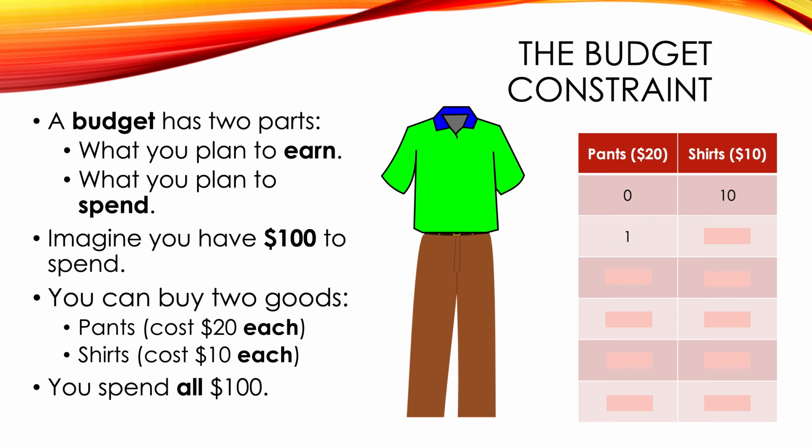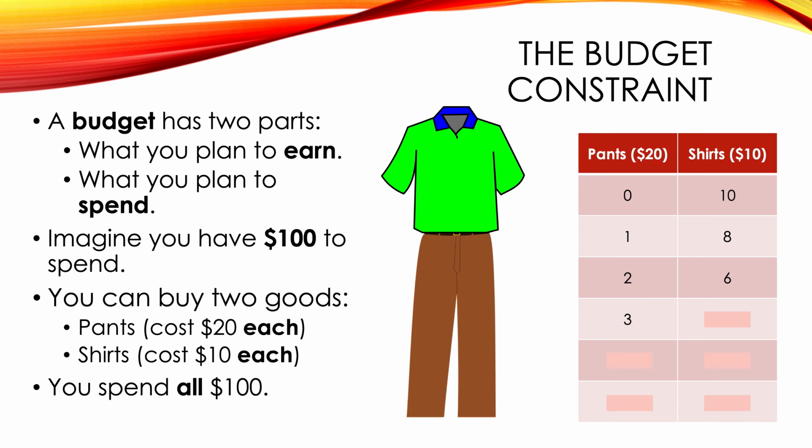But let's imagine you want some pants, because pants are good. They help cover things up. So you buy 1 pair of pants. Well, that costs $20. How much money do you have left over out of your 100 now to spend on shirts? Well, if you spend $20 on pants, you've got $80 left over to spend on shirts. And if you've got $80 to spend on shirts and shirts cost $10 a piece, then you can buy 8 shirts. Keep going. You buy 2 pairs of pants. That's going to cost you $40 because they're $20 a piece. You've got $60 left over to spend. That means you can buy 6 shirts.